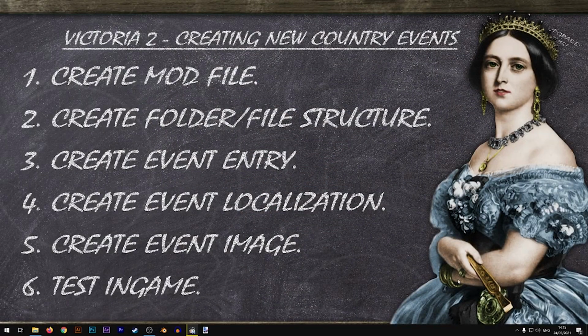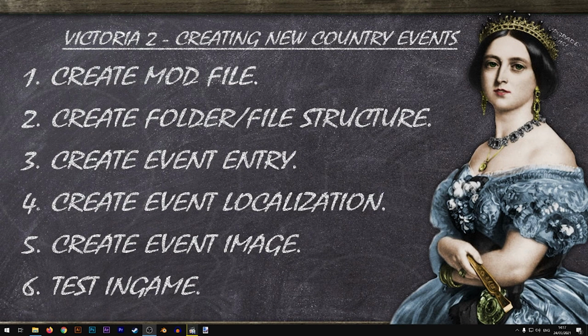Alright, so we have about 6 steps in creating our country events. The first step is to create the mod file. This file is important to let the game know where our mod files are located. Now, I have a separate video for that, and I will have a link to that in the upper right corner of the screen. So in case you don't know how to create these mod files, go ahead, watch the video, create your mod file, and then proceed to step number 2, creating our folder and file structure.